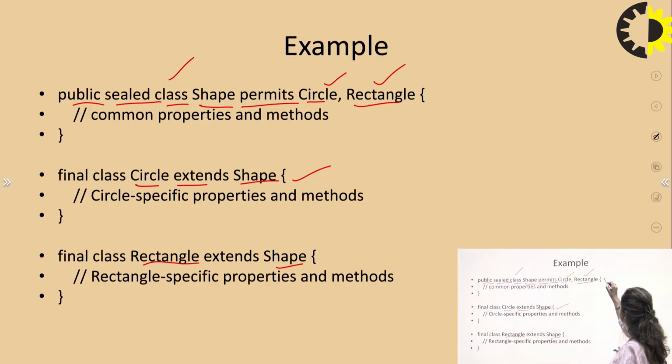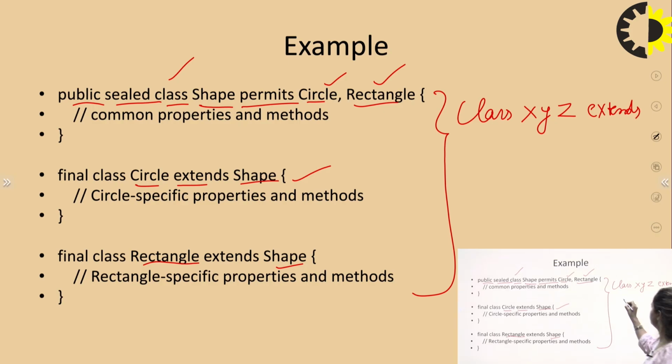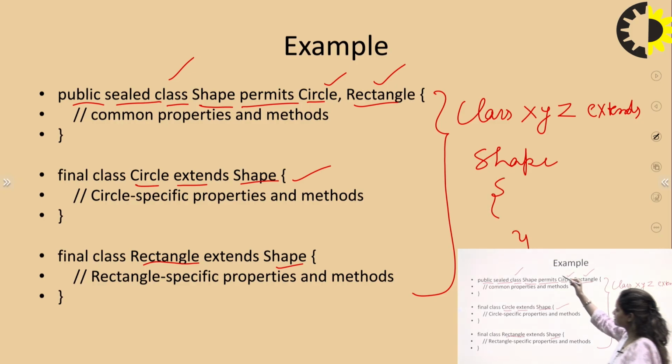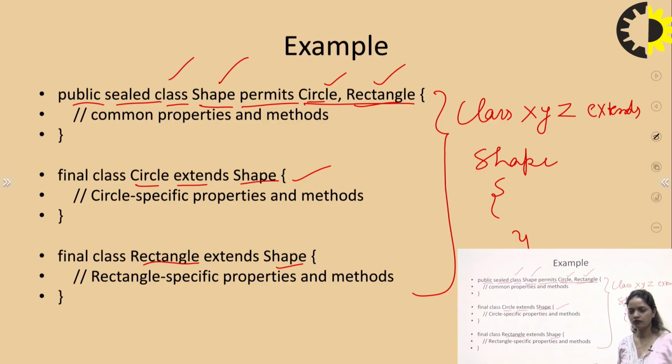Now what will happen if I write another class X, Y, Z, and this class X, Y, Z wants to extend this shape class? What will happen at this point? This shape class is not permitting any X, Y, Z class. Only two classes have permission to extend this class: circle and rectangle.